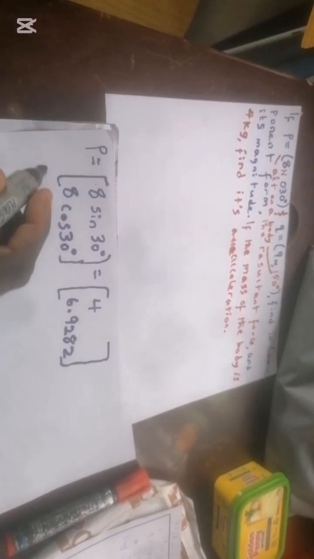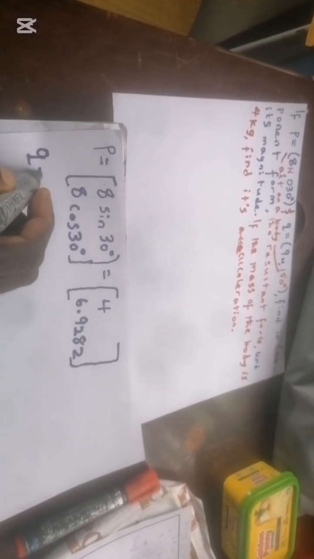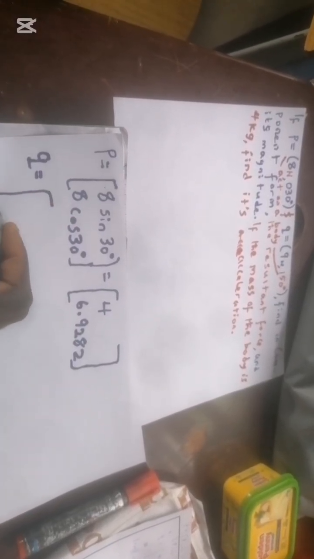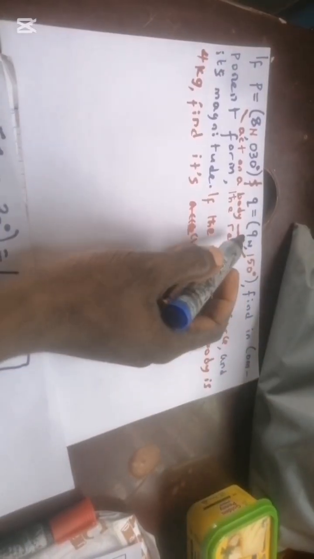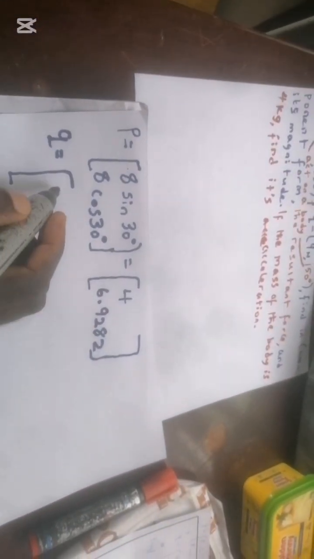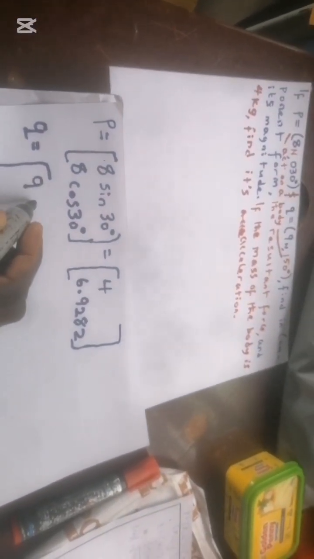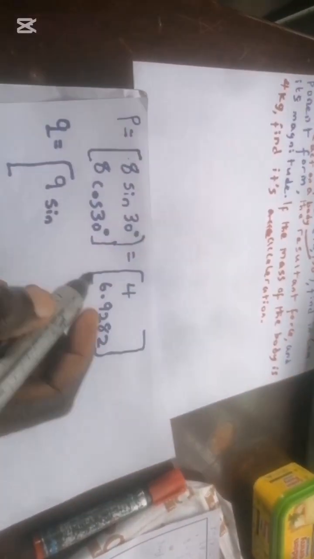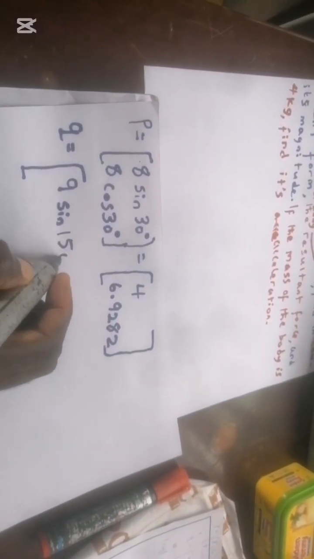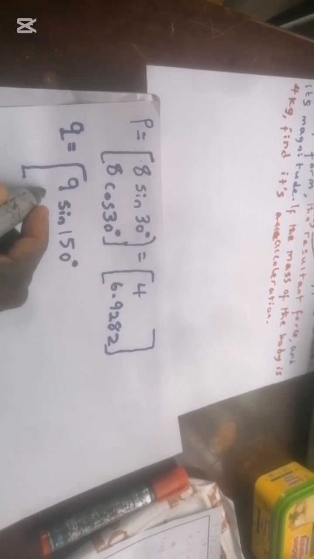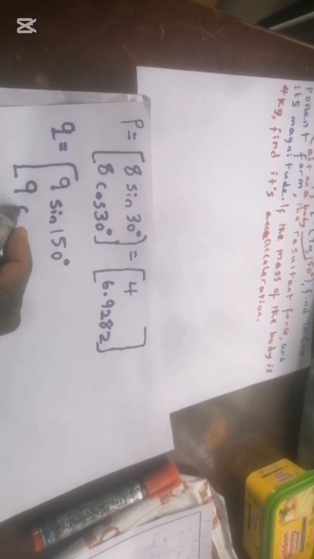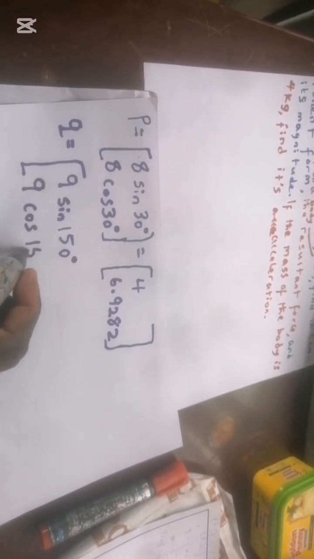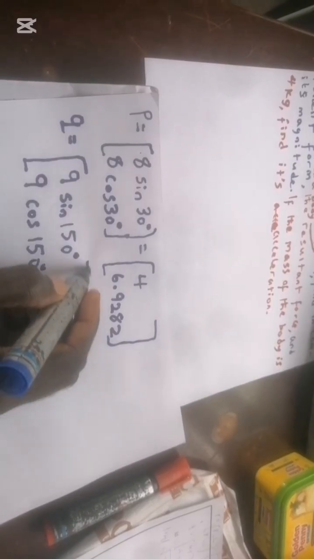Okay, so let's take the second one now, which is Q. The same thing will happen for the Q. If you look at the Q, you can see that the first figure is 9, right? So you come here and you write 9. Then you now put sine, the angle. What's the angle? 150. You write 150 here. Then you write the same figure again, the first figure, but this time around you got cos 150. Do you understand?